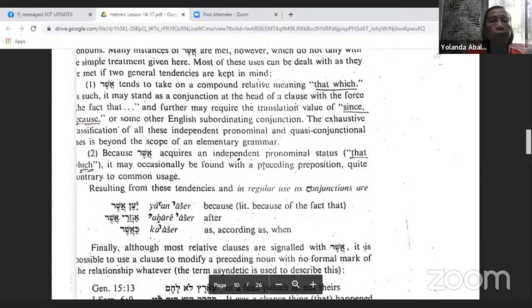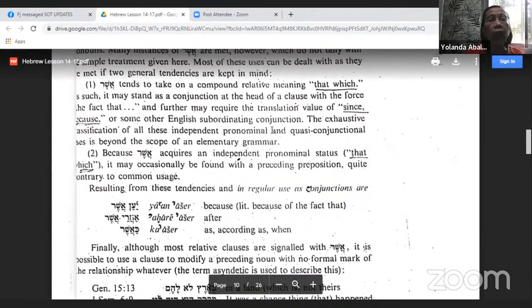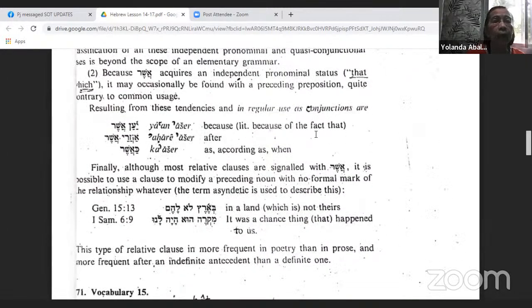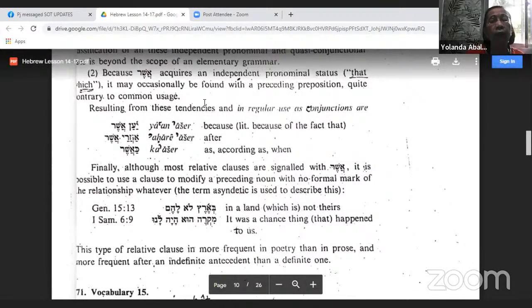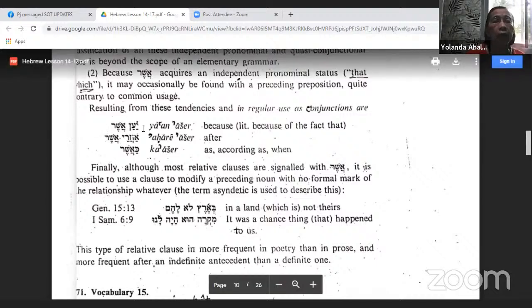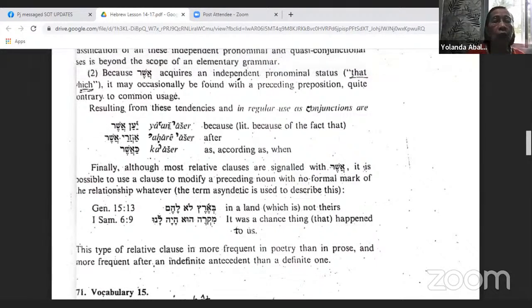Okay. Marami tayo sa Asher, that which is, since, because, yeah, that which. Yan, maraming gamit ang Asher. In the regular use, conjunctions are, ito sample natin, yaan, Asher. Ano yung yaan? Because. Ang Asher, because that. Because of the fact. Yes.